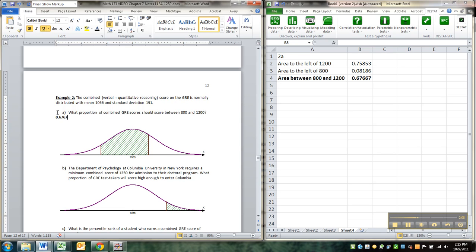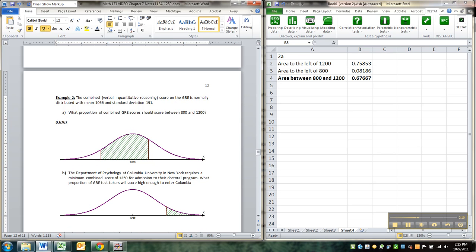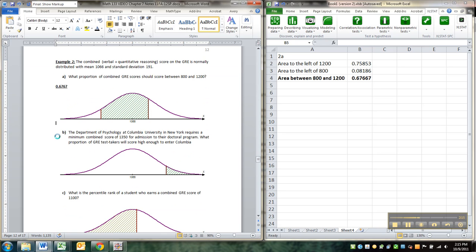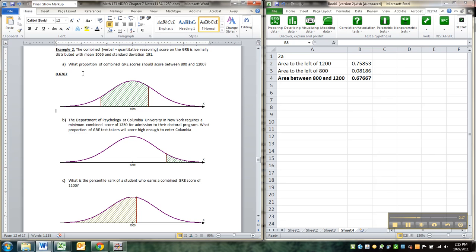We would round to 4 decimal places. That's pretty standard practice for probability questions, and this one is a proportion, which is a probability. You could also write it as 67.67%.